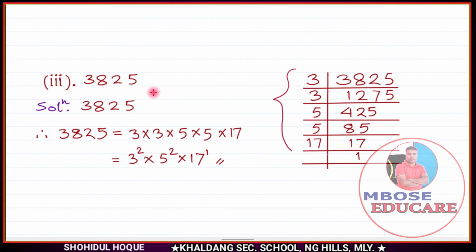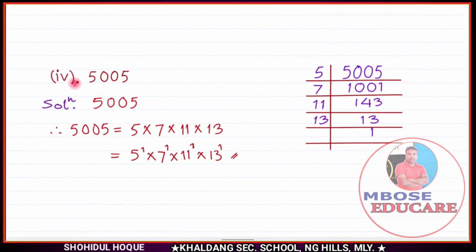Now we have to solve the fourth part. This is part number 4, 5005. So we shall write 5005 and find the prime factors of 5005. We have to write like this. 5005, we cannot divide it by 2 or 3, as we know the rules of the divisibility test. 5 ones are 5, 0 0 will be as it is, 5 ones are 5. Again 1001 is not divisible by 2, 3 or 5. So after 5 the next prime number is 7. We have to divide it by 7. When we divide 1001 by 7, we get the answer 143.